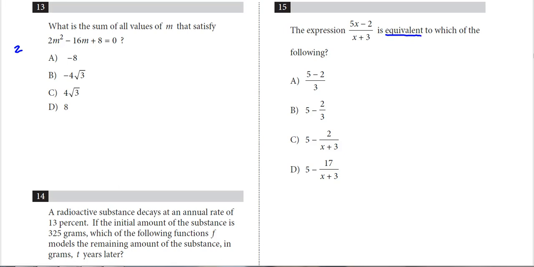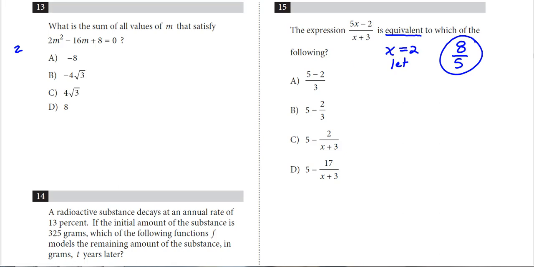I'm going to pick the number. I usually try to pick like 2 or 3. I'm going to pick the number 2. So let's go x equals 2. And when I plug that in, I get 5 times 2 minus 2. Well, that's 8. And then on bottom, I got 2 plus 3 is 5. So we're looking for the number 8 over 5. And we let x equal 2. So we kind of go through the answers here, and let's see what shakes out.